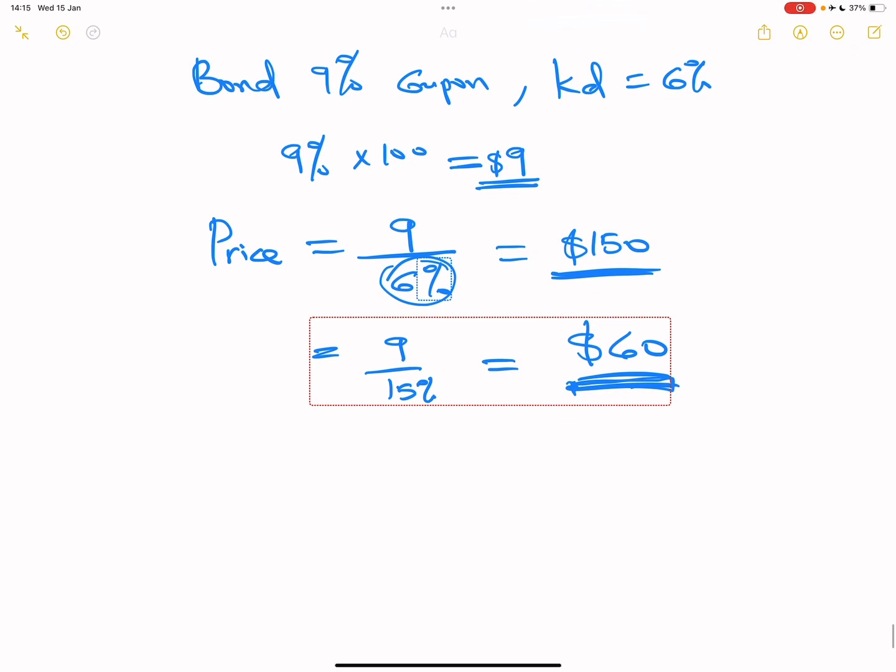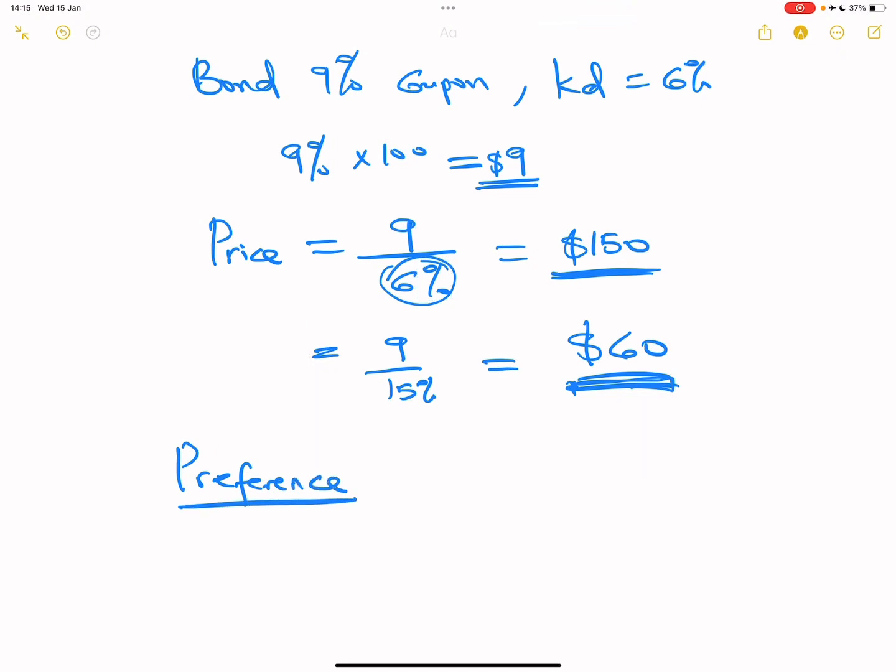Nobody wants it. Okay. Another type is the preference shares. Preference share is similar to a redeemable bond. So it's the same formula.